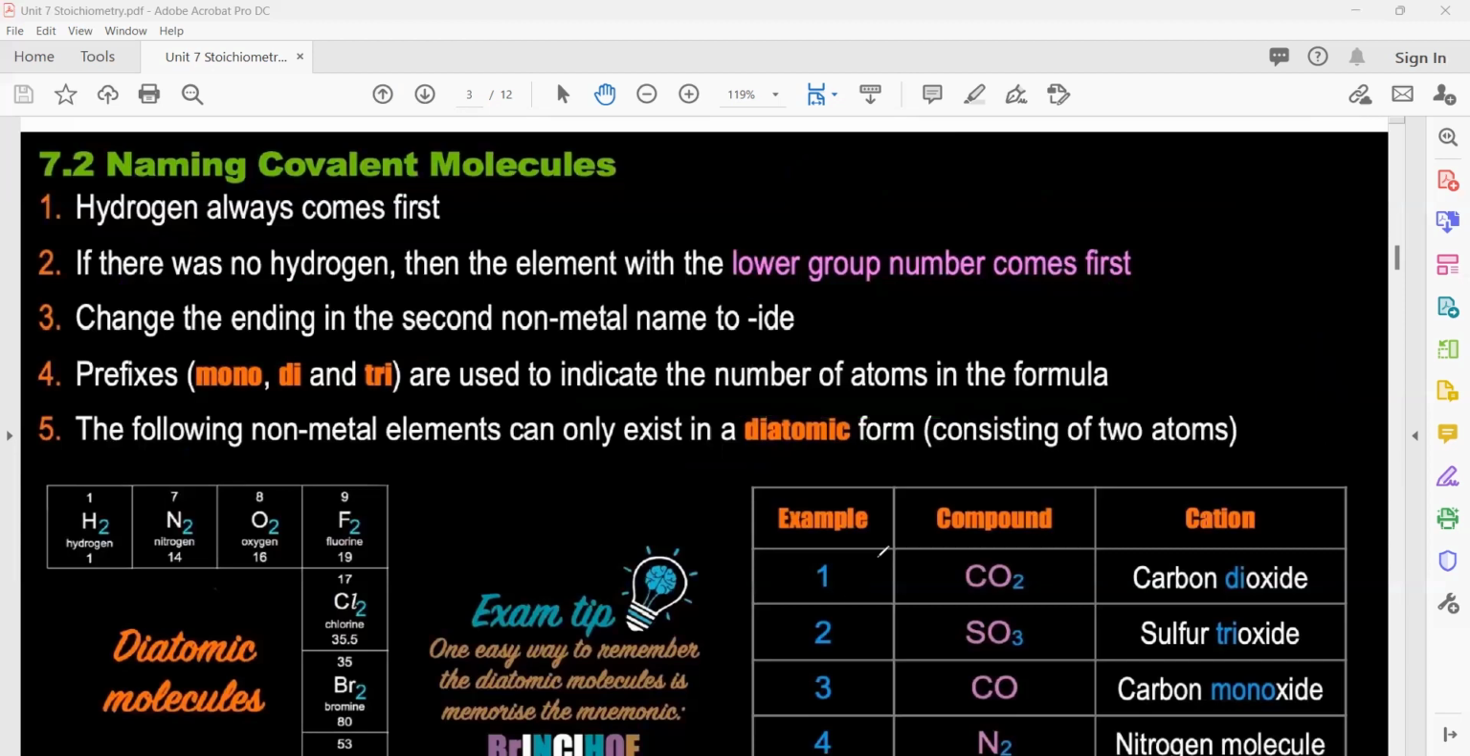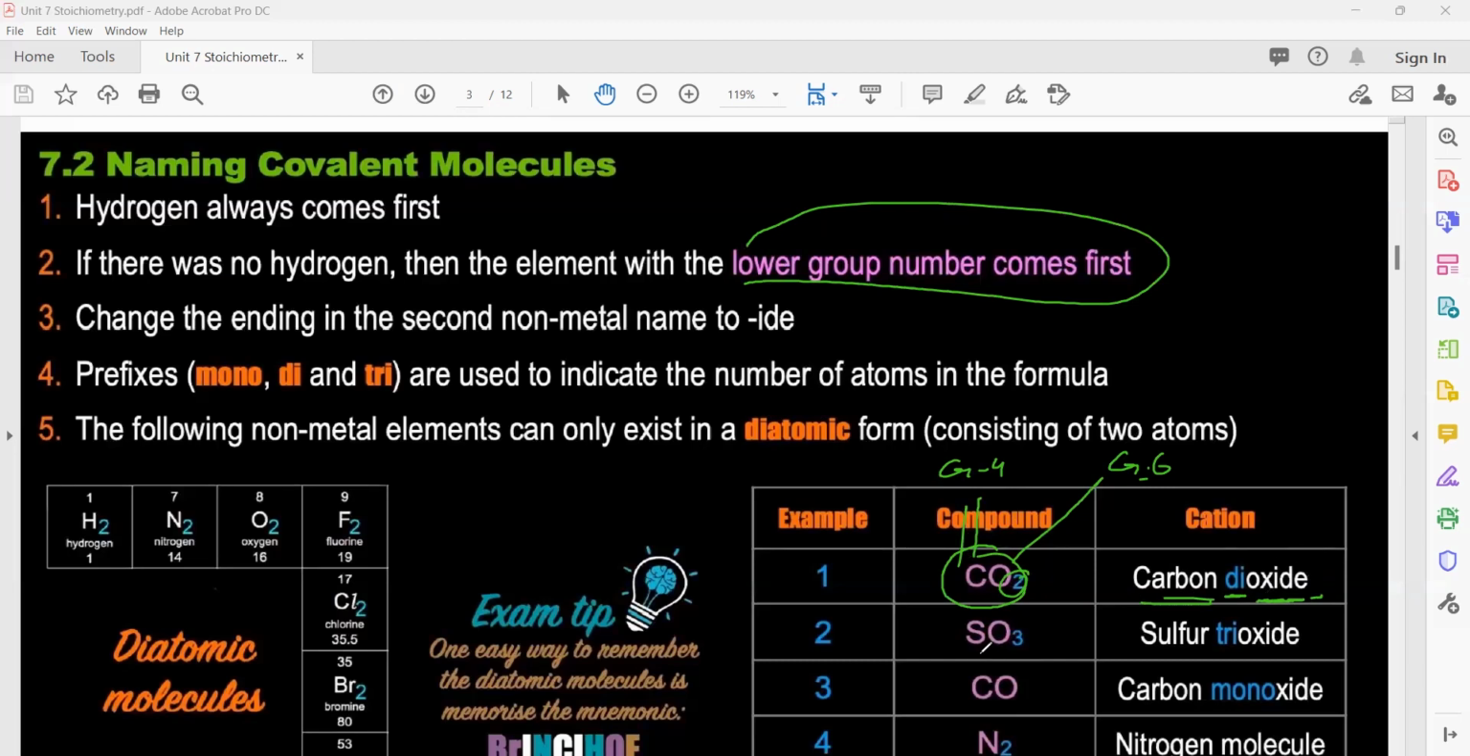For example, number one, carbon and oxygen. Got it? Carbon is in group number 4, oxygen in group number 6. They said that the lower group comes first. So which is the lower group? Carbon. So you will write carbon and then oxygen. And how many oxygens are there? Two. So you will write di. So carbon dioxide.